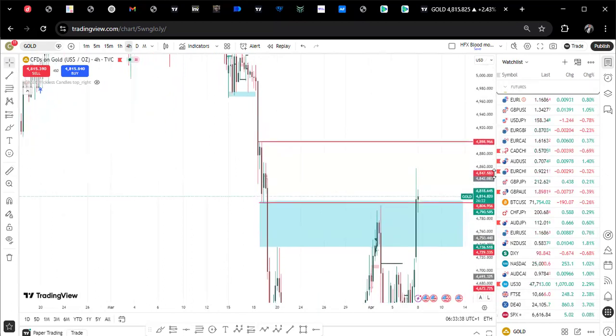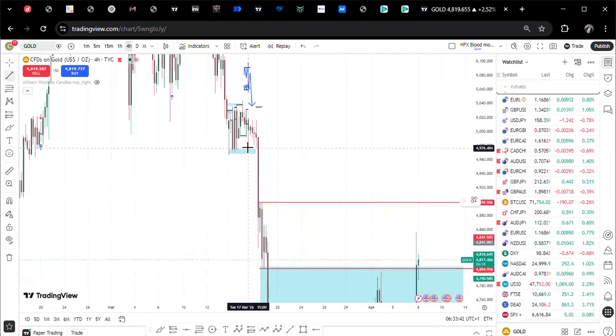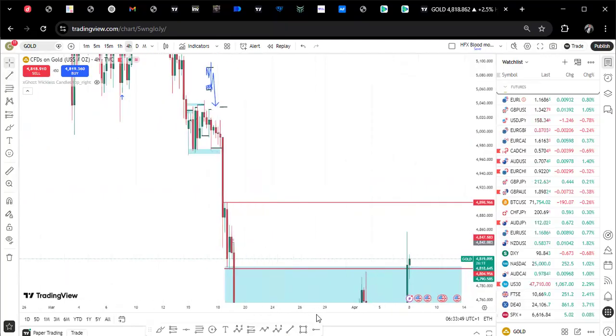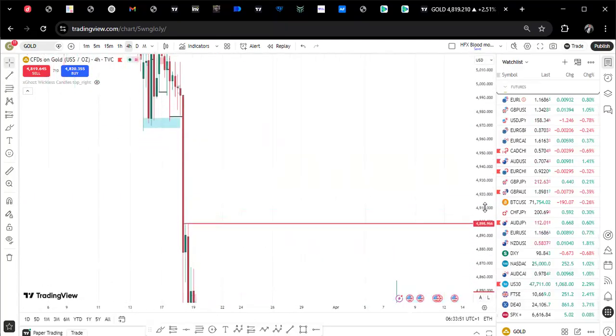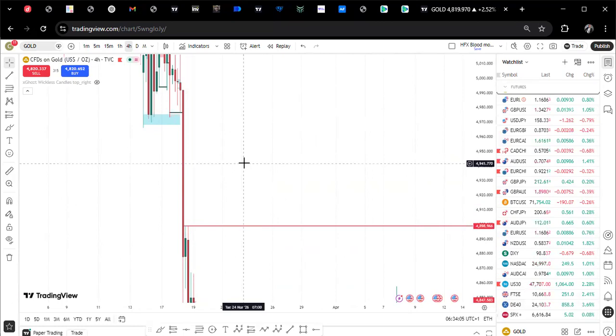What did I mark? I marked the beginning of this very candle, the low of this candle and the high of this one. So the gap between this and this is 77. This is very large, right? This is very, very large. And there's no way the market will ignore this, right?